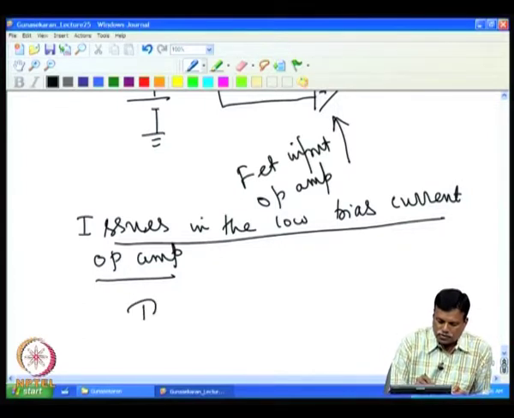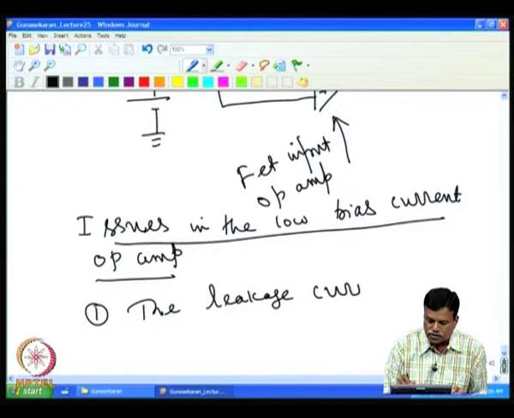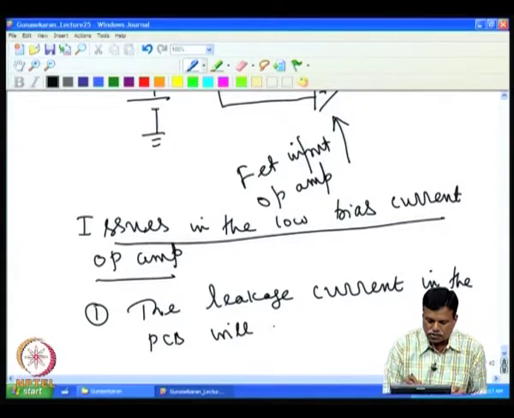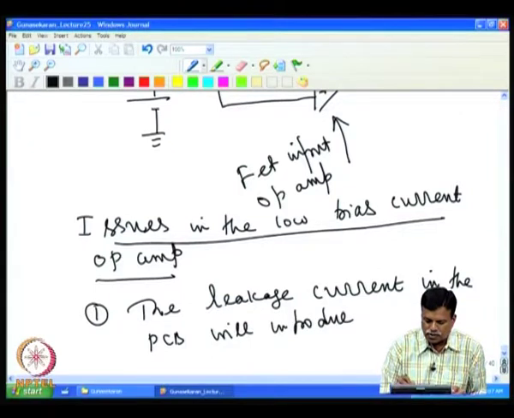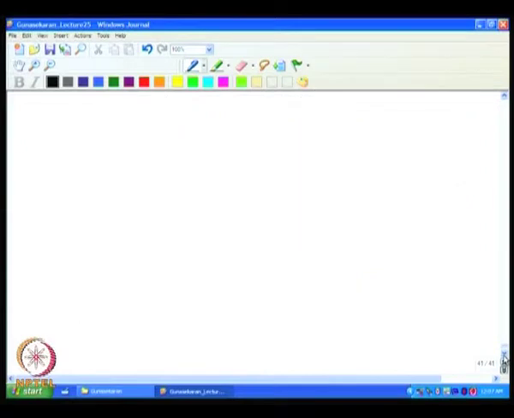The leakage current in the PCB will introduce large error. One has to be aware of this. Now I can show you an example here.